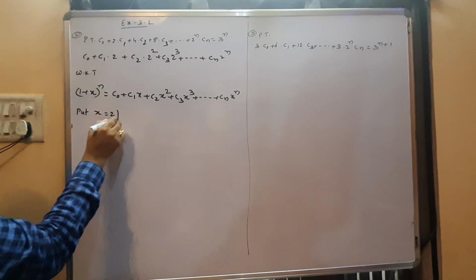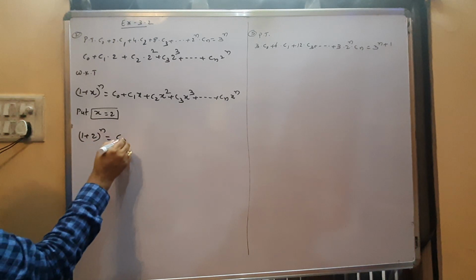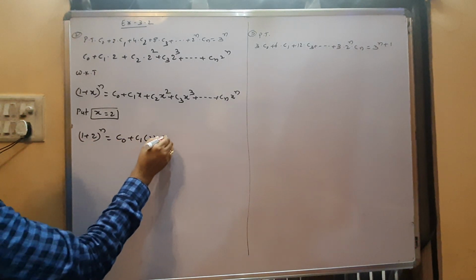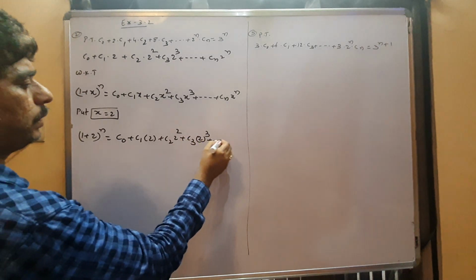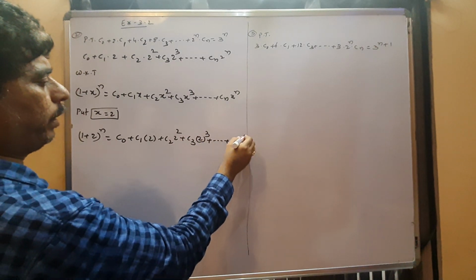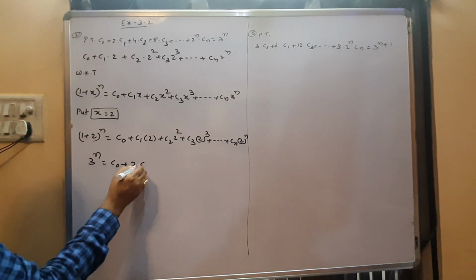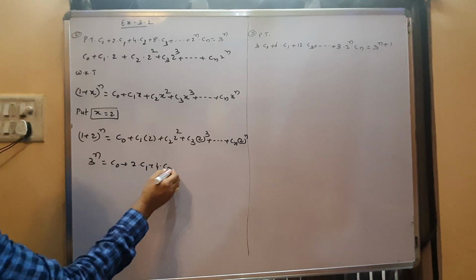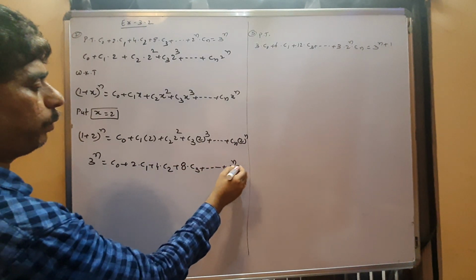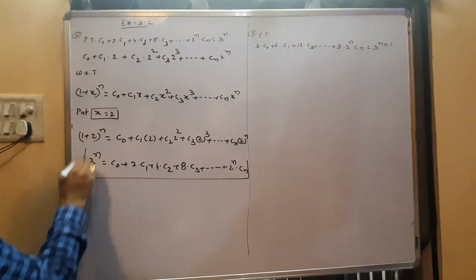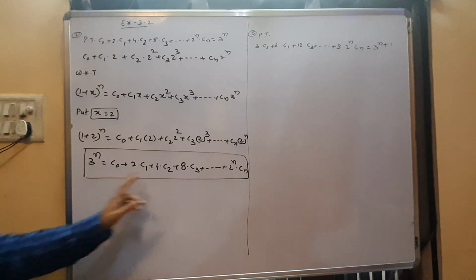x equal to 2 means (1+2)^n equal to C0 + C1 into 2 + C2 into 2 square + C3 into 2 cube plus and so on, Cn into 2 power n. 1 plus 2 is 3 power n equal to C0 + 2C1 + 4C2 + 8C3 + and so on, 2 power n into Cn. This is the answer. Coming to this problem, you can multiply by 3 on both sides.